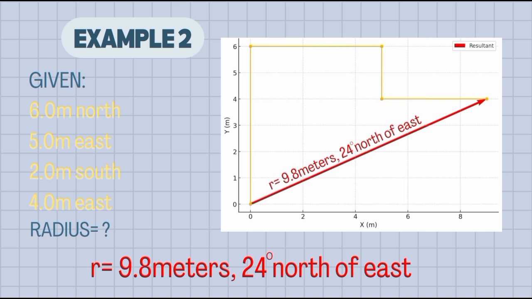which in this graph you can see that it started with 6 meters north, followed by 5 meters east in the graph, and 2 meters south and 4 meters east. So the tail of the 6 meters north and the head of the 4 meters east is calculated, which is the resultant, and the resultant is 9.8 meters at 24 degrees north of east.